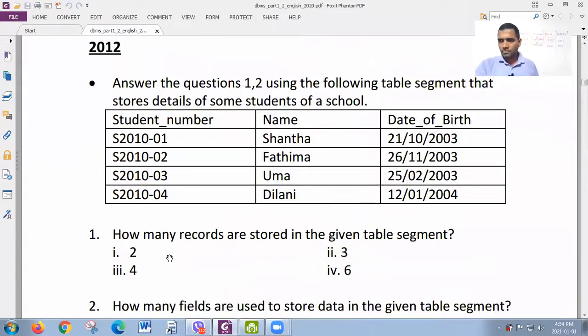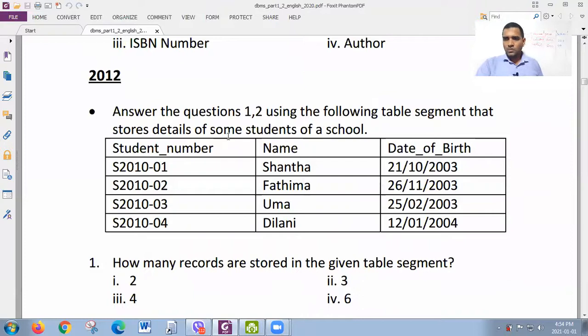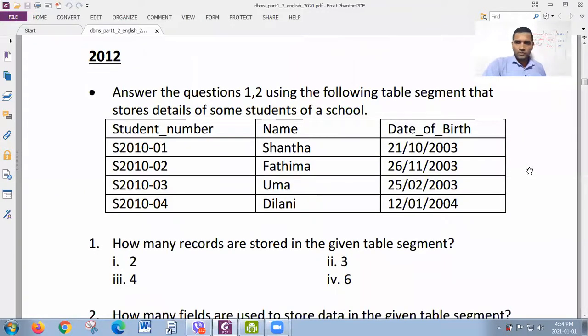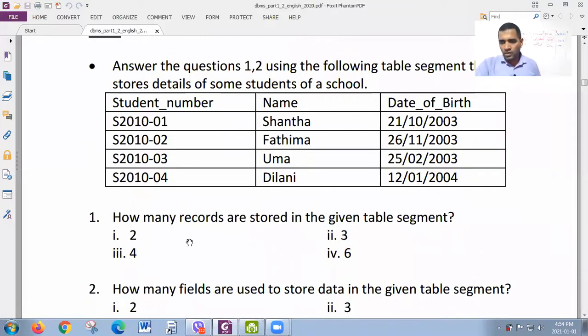Let's take 2012. Look, answer questions 1 and 2 using the following table segment that stores details about some students of a school. So this has the data about students. Have a look at the fields: student number, name, date of birth. First question, how many records are stored in the given table segment? You know, records are rows, right? So here you have the first record, second record, third record, fourth record. So the number of records is four.